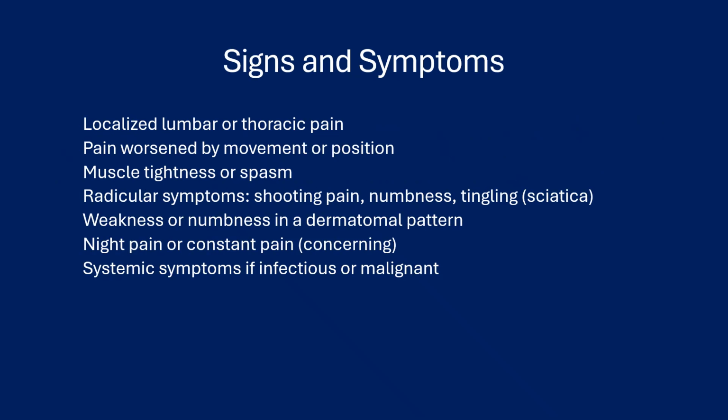Signs and symptoms. Localized lumbar or thoracic pain, pain worsened by movement or position, muscle tightness or spasm, radicular symptoms, this would be like sciatica, shooting pain, numbness, tingling sensation in the lower extremities, weakness or numbness in a dermatomal pattern. This would be the sensory dermatome, the same type of sensory dermatomes that are affected by shingles. Night pain or constant pain, that would be very concerning for me. Systemic symptoms if it's concern for infection or malignant causes.